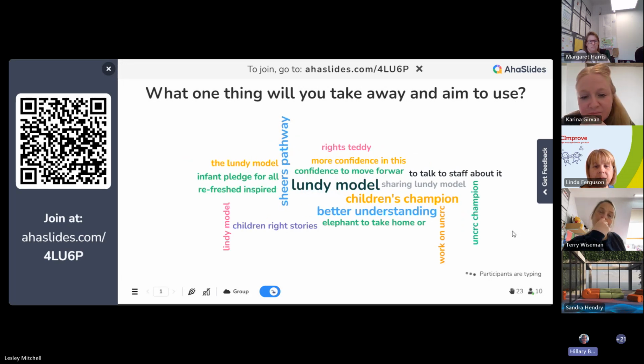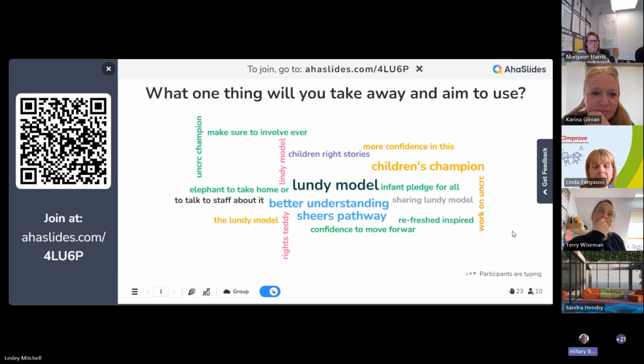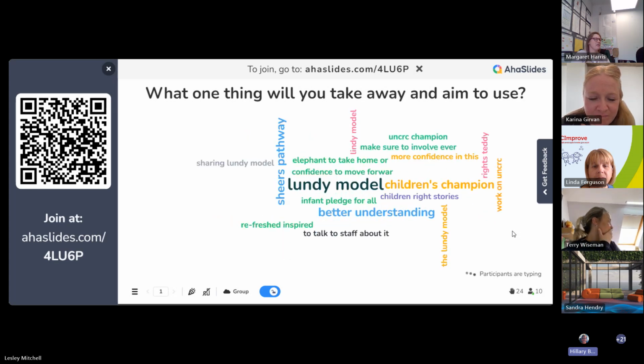Lundy model still sitting as the biggest one there in the middle. Yep. Make sure to involve everyone. What do we have there? Children's rights stories. Yep. Because it's thinking about translating what it is into a context that helps children with their learning and understand it. So yeah.